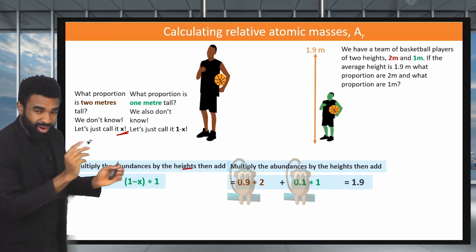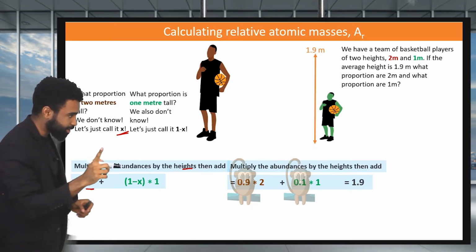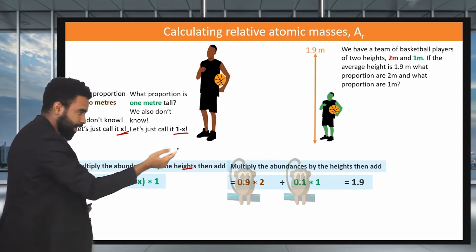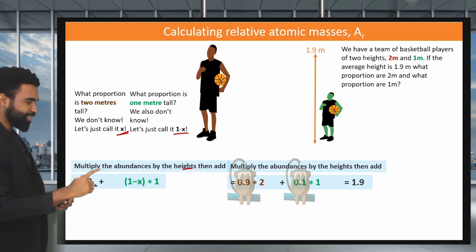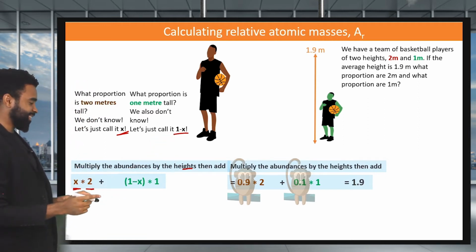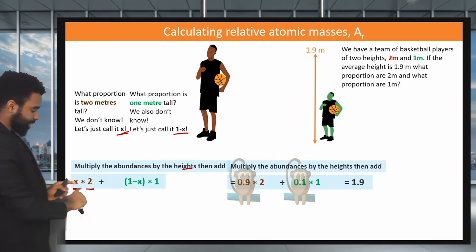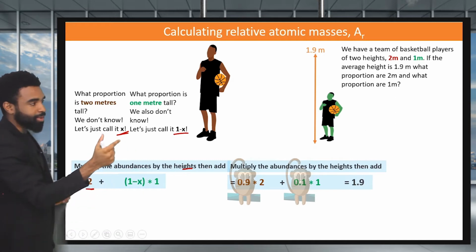We could call it maybe y, but no, we can do better than that. We can call it 1 minus x. Why? Because, well, sorry, I just thought that was funny. Well, because x and y must add up to 1, right?